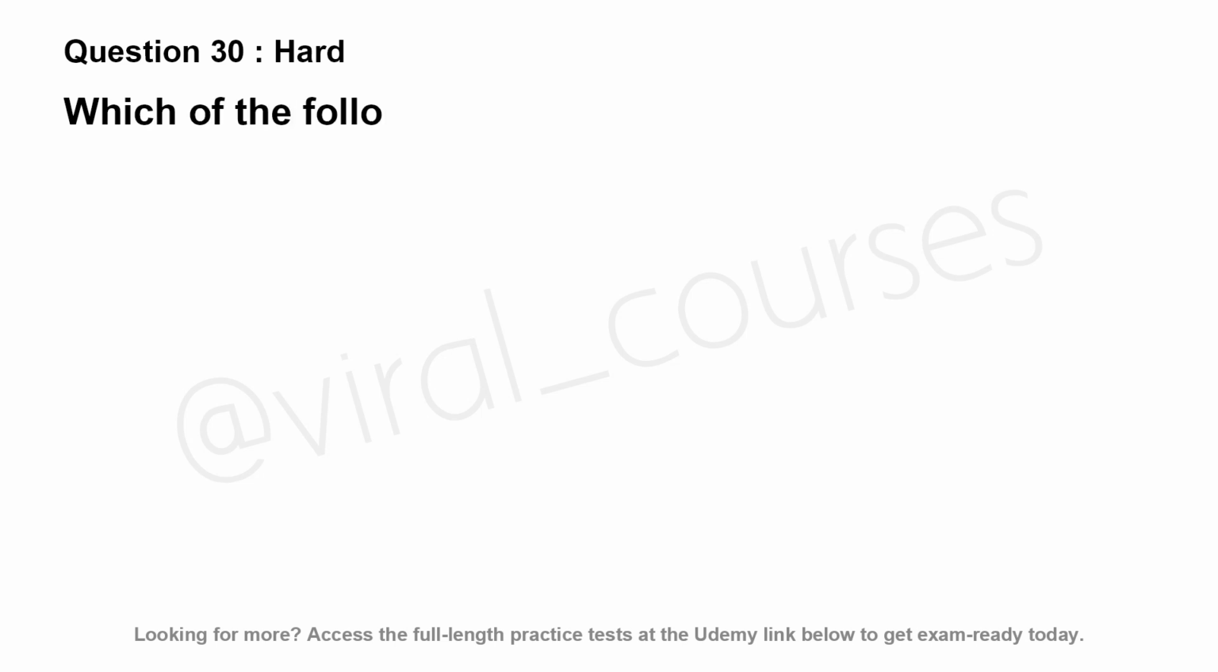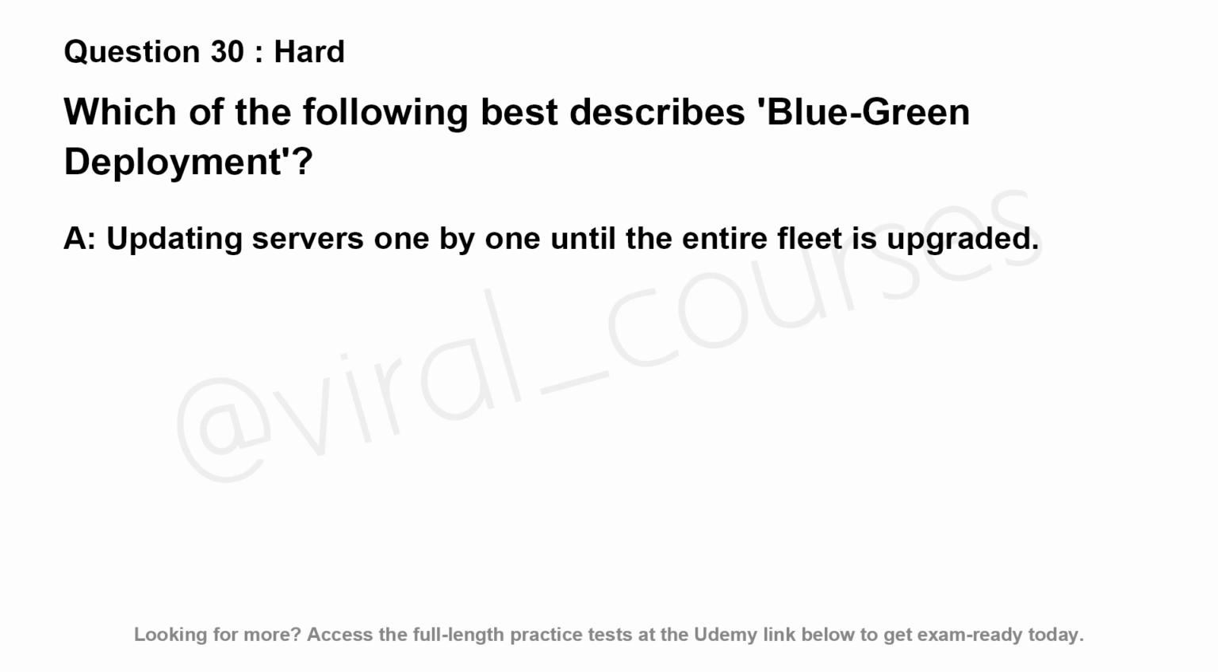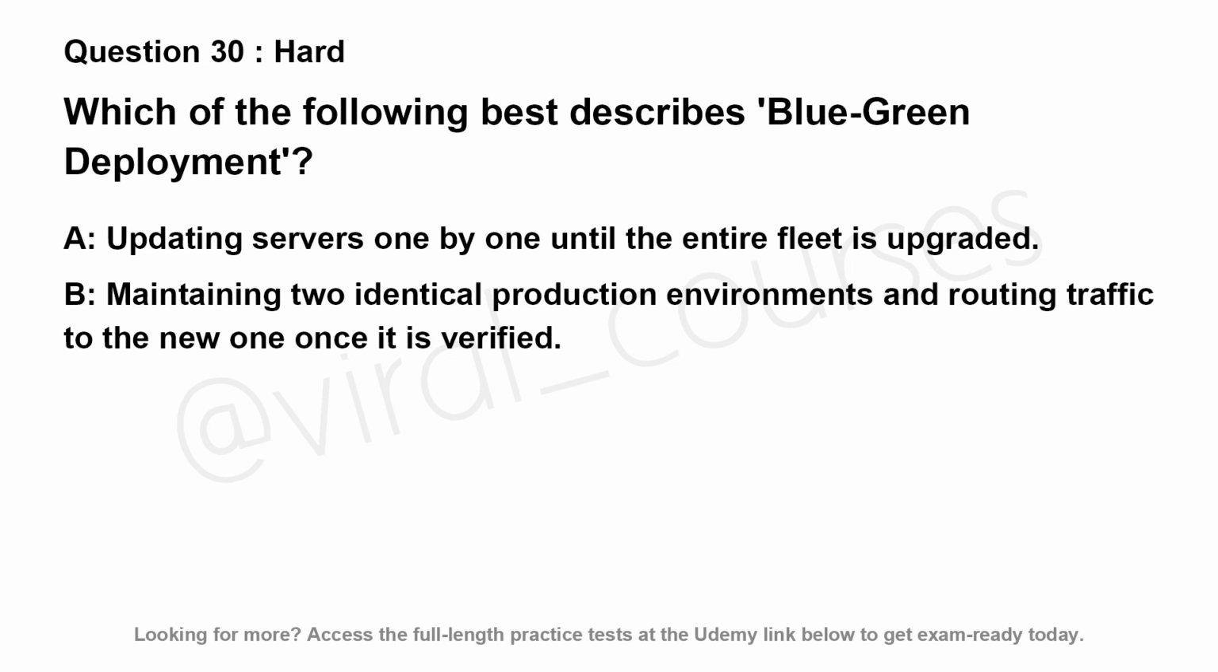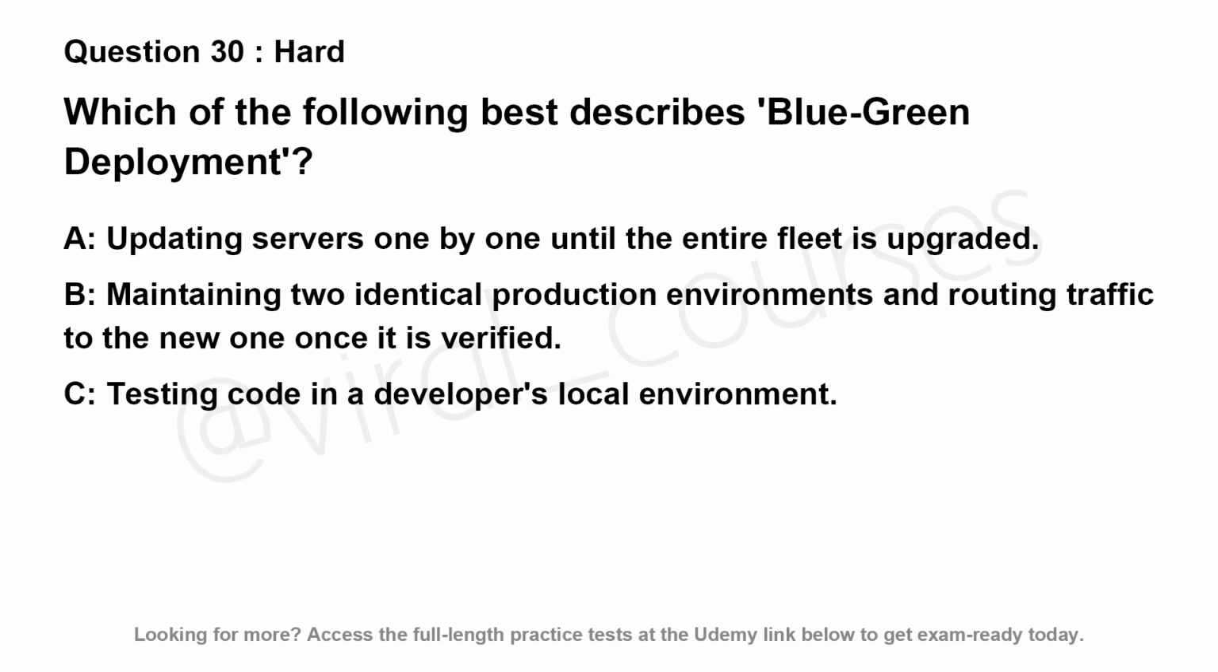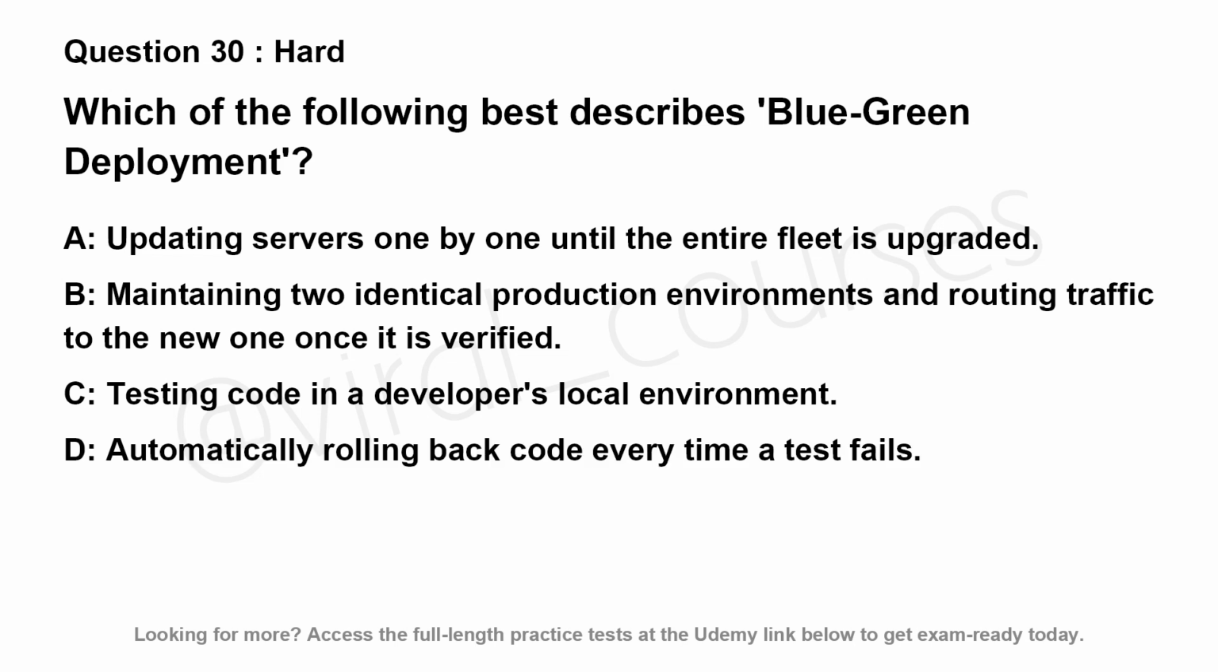Which of the following best describes blue-green deployment? Option A. Updating servers one by one until the entire fleet is upgraded. Option B. Maintaining two identical production environments and routing traffic to the new one once it is verified. Option C. Testing code in a developer's local environment. Option D. Automatically rolling back code every time a test fails.